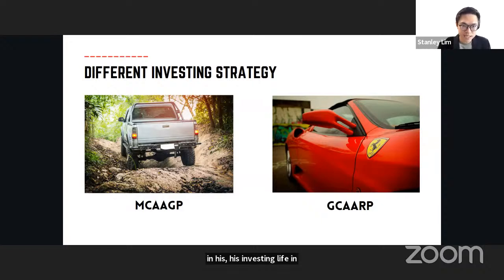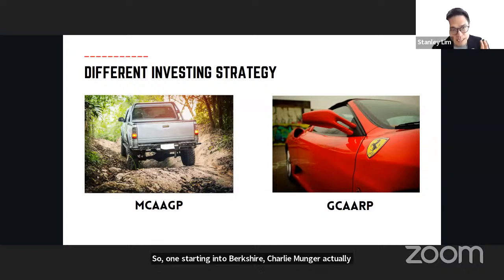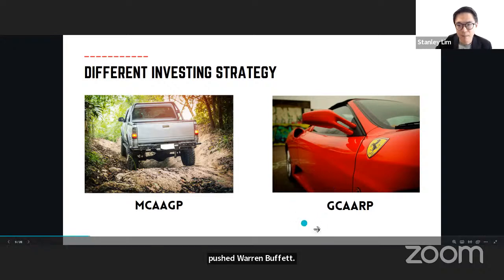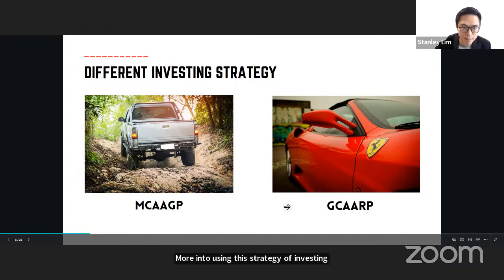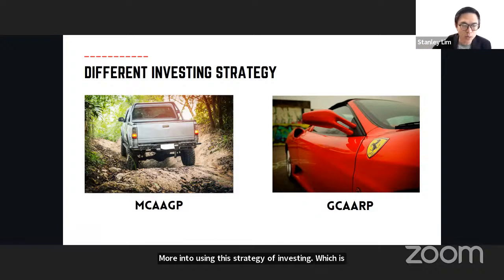Once starting into Berkshire, Charlie Munger actually pushed Warren Buffett more and more into using this strategy of investing, which is finding great companies, top of the top in the industry, and then just waiting to buy them, not at a great price maybe, but at least at a reasonable price, because a great company will appreciate over the long term anyway, right? Just like if you buy a vintage Ferrari, the value is there, and over time it will increase in value because it becomes rarer and rarer, and more people want to own that stock or that car.